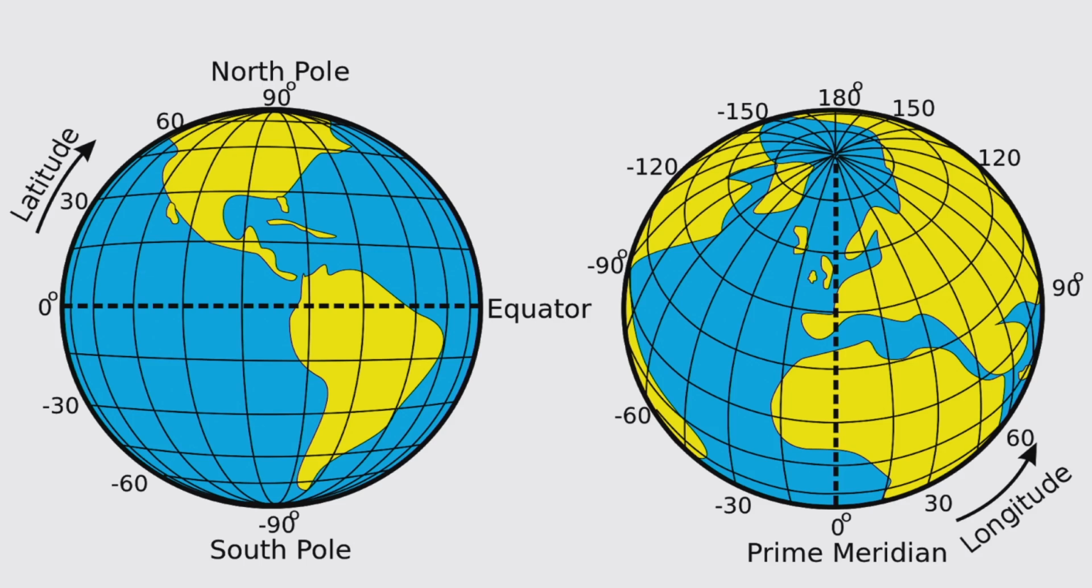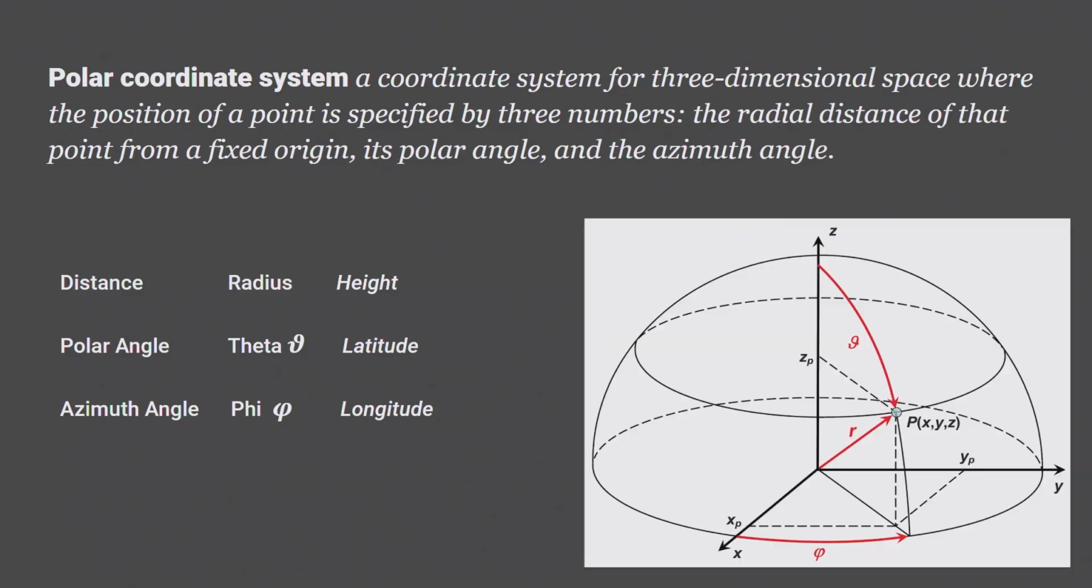Before we get into all of this, I just want to put the information back into your heads, make it fresh. We live on a sphere, so we can describe positions on the sphere with degrees, with polar coordinates. Often in 3D, we think about positions in terms of X, Y, and Z, which is the Cartesian coordinate system. But if you're thinking about things spherically, then it makes a lot more sense to use polar coordinates. To use a definition, a polar coordinate system is a coordinate system for three-dimensional space where the position of a point is specified by three numbers: the radial distance of that point from the origin, its polar angle, and the azimuth angle.